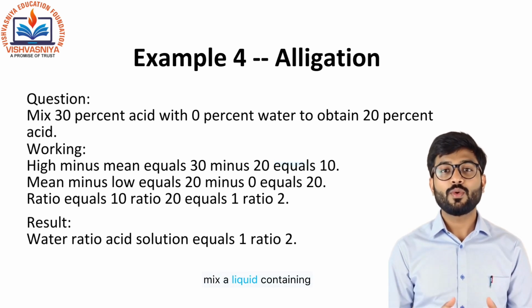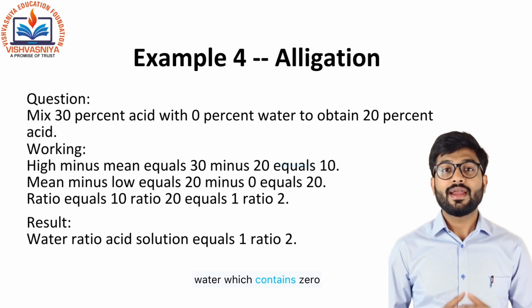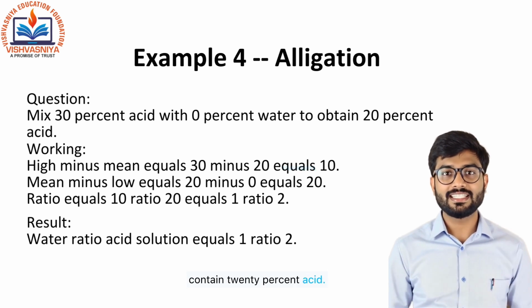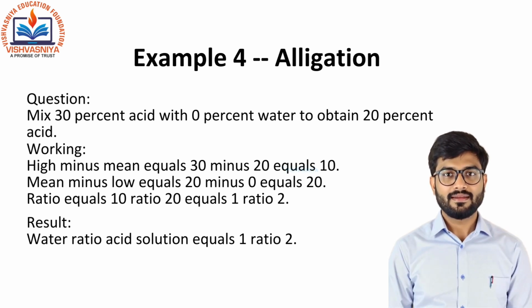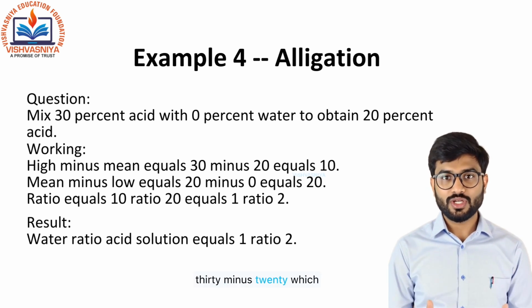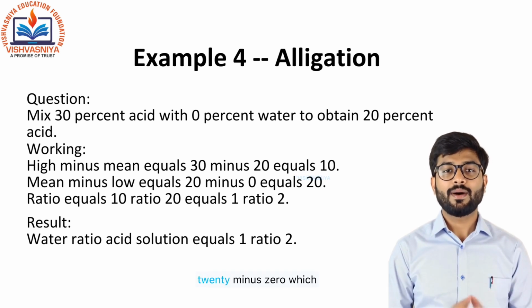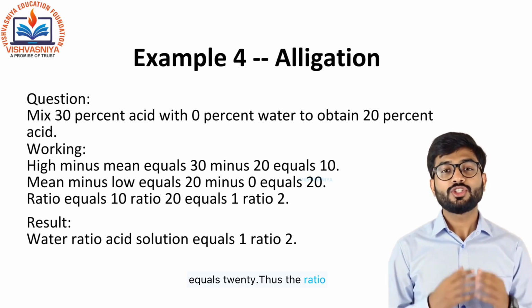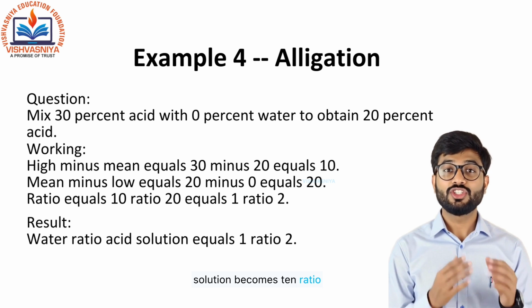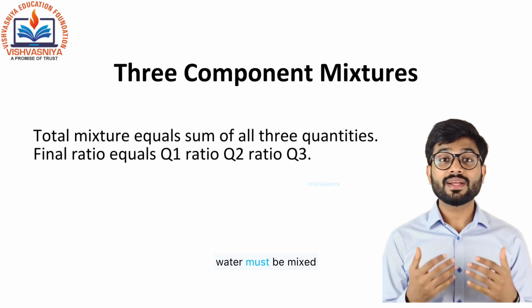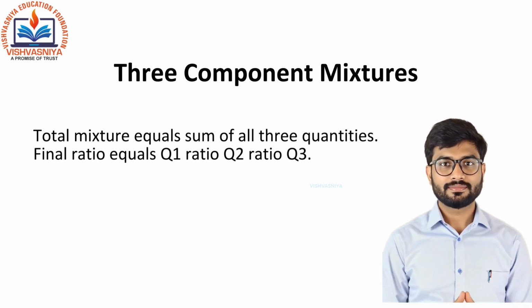Suppose you want to mix a liquid containing 30% acid with water which contains 0% acid. The final mixture must contain 20% acid. High value equals 30, low value equals 0, mean value equals 20. Difference of high value and mean value equals 30 minus 20, which equals 10. Difference of mean value and low value equals 20 minus 0, which equals 20. Thus the ratio of water to acid solution becomes 10:20, which simplifies to 1:2. This means 1 part water must be mixed with 2 parts of the acid solution.